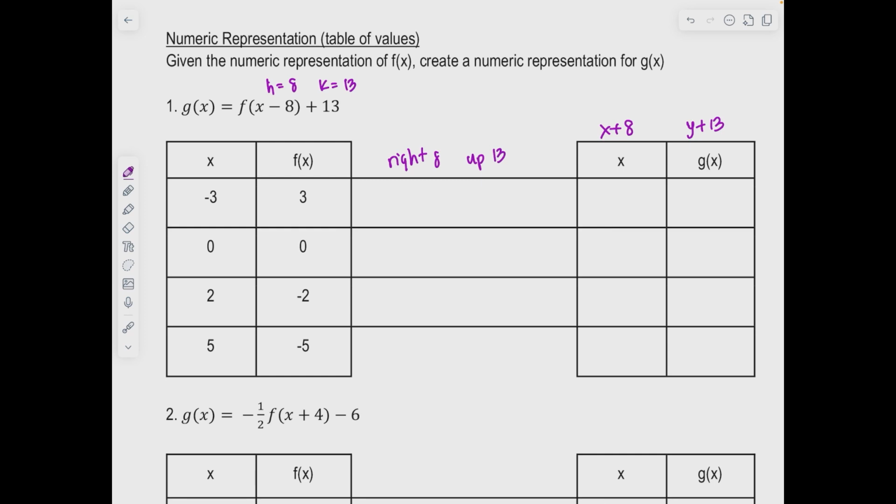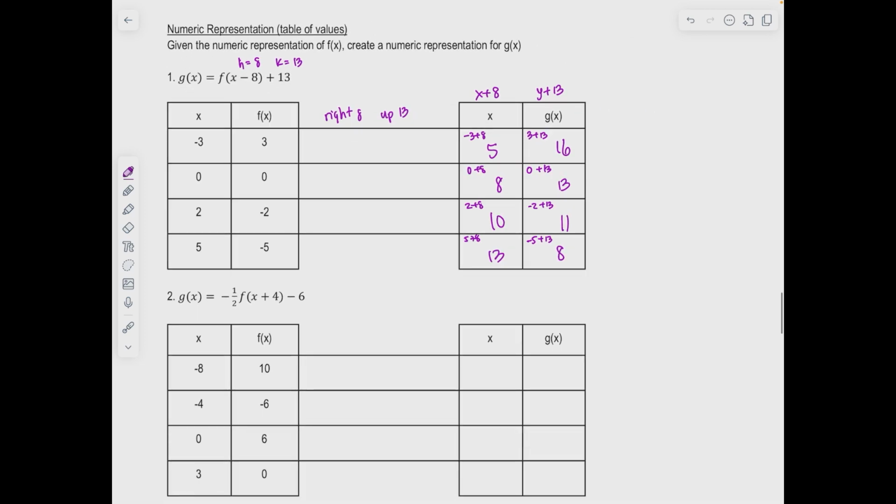So negative 3 plus 8 is how I get 5, and 3 plus 13 is how I get 16. All I was doing was using the previous values. So I'm going to use 0 and 0: 0 plus 8 is 8, and 0 plus 13 is 13. I have a 2 and a negative 2, so 2 plus 8 is 10, negative 2 plus 13 is 11. And then 5 plus 8 is 13, and negative 5 plus 13 is 8. So these are the new ordered pairs after the transformations happen.